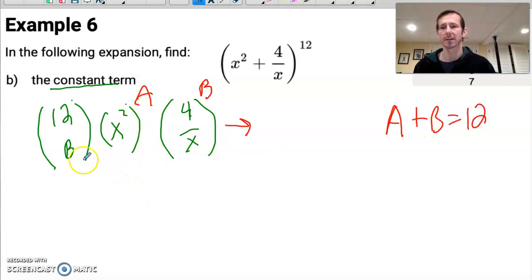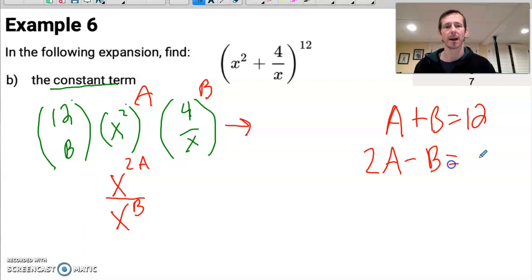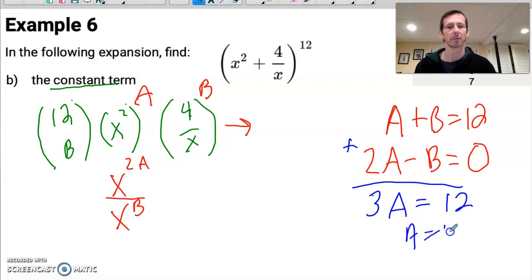And if I do the same thing I did a second ago, I'm going to ignore all this for a second because I'm going to have x to the 2a. It's going to be literally the same thing I was just looking at a minute ago, except now, if I have no x term, then 2a minus b has to be 0, because x to the 0 is 1. So same exact setup we did a second ago, but now I want the constant term, so I want no x's. So now the difference of these has to be 0. So again, I'm set up pretty nicely. If I add these together, I get 3a equals 12, and I get a equals 4. And if a is 4, then b has to be 8. So they have to add up to 12.